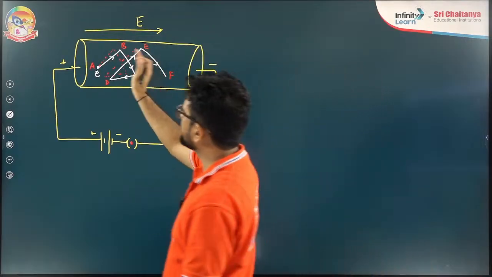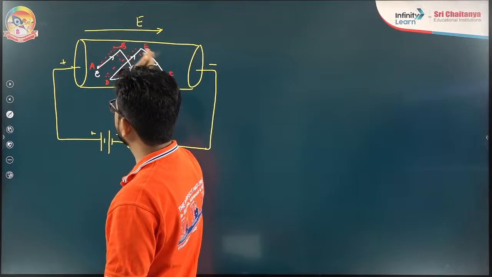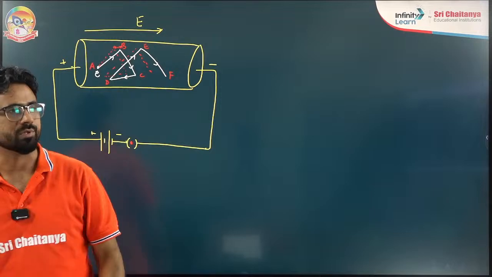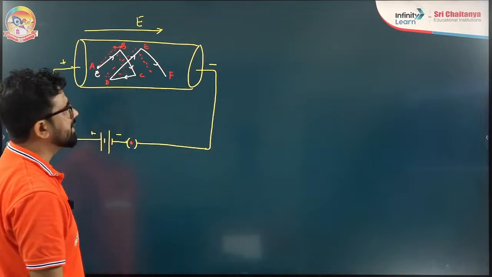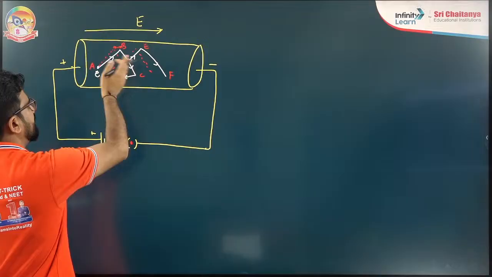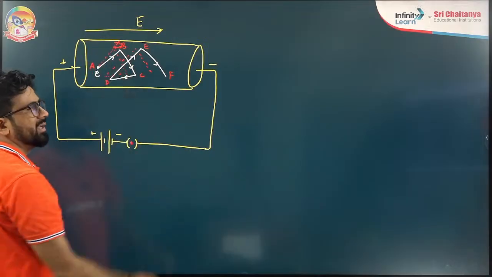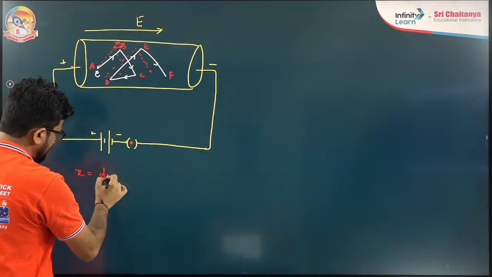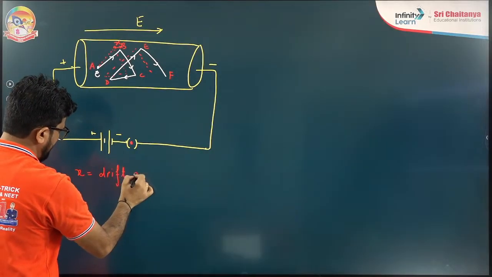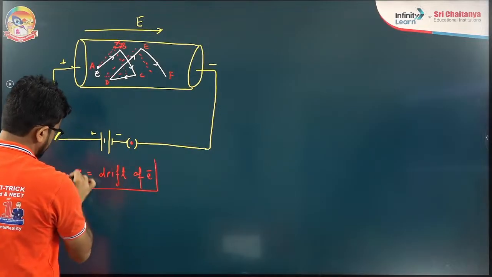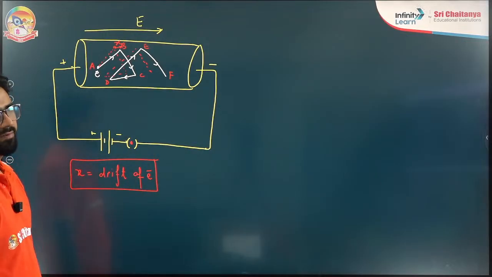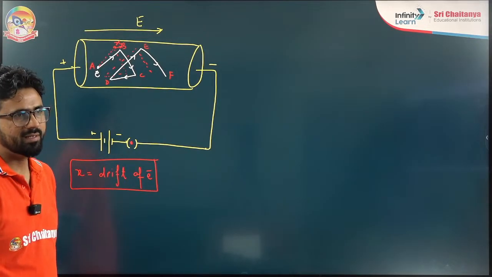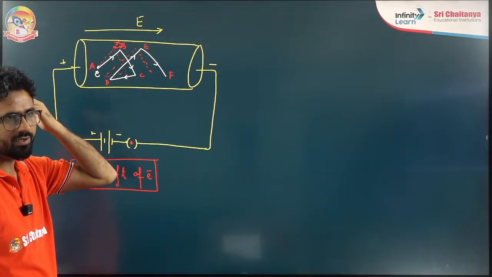So there is one drift. Drift means motion opposite to the direction of the field. Here there is a distance we are checking. Suppose this distance x is coming, that we call the drift of electron. I am saying x is equal to the drift of electron. That is what you have to understand, and that should be clear to you. That is the meaning of drift. Understood or not understood, beta?